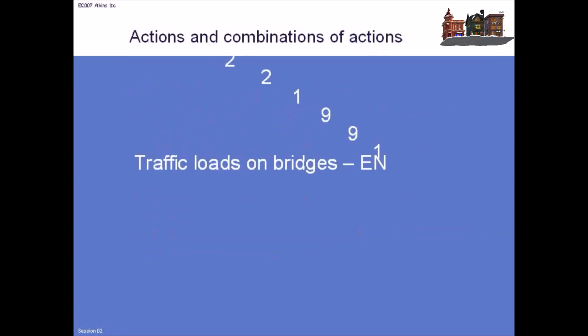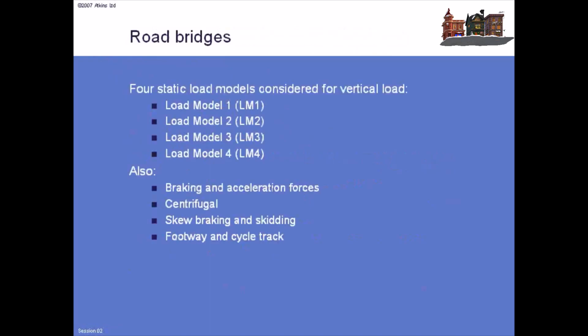Traffic is quite different, but we will pick up traffic in more detail in the next talk. But I will introduce it here, just so we can get 2 bites at it. Gone are HA and HB, and in come various load models. So we have load models 1 to 4. I'll just say something very briefly about them now. But then we also have the old favourites like braking and acceleration, centrifugal, skidding, footway and cycle track, and those loads are basically the same as they used to be.